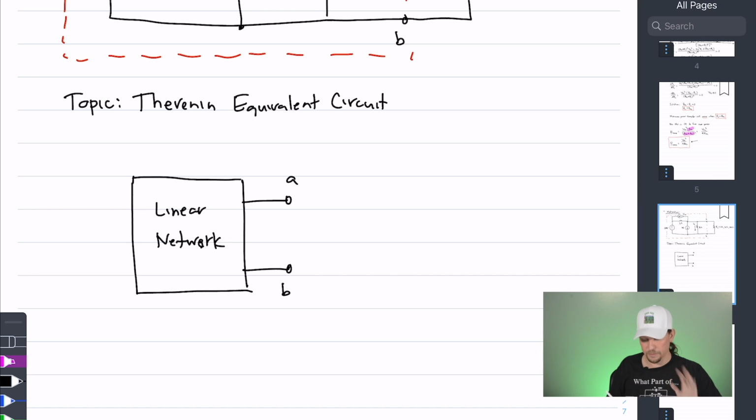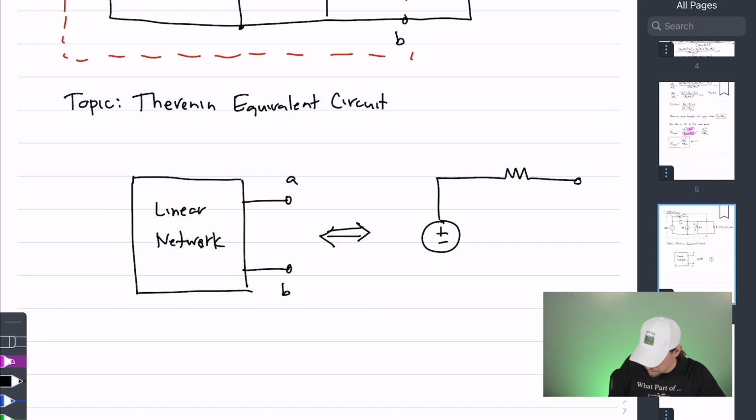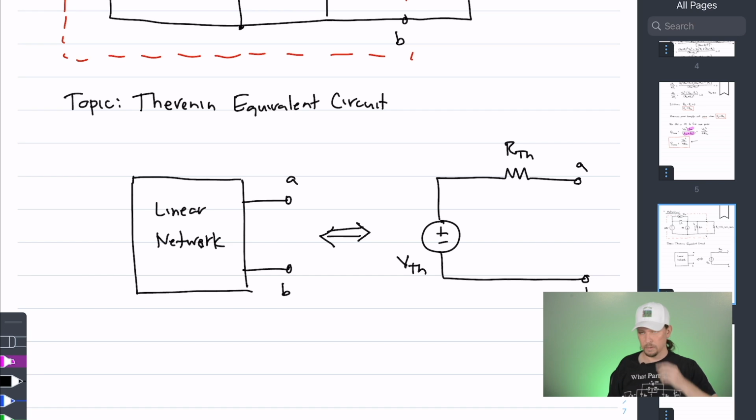It turns out, due to the fact that this is a linear network, no matter how complicated it happens to be, what Thevenin's theorem tells us is that we can replace it with a single voltage source that happens to be in series with a single resistor. The value of the voltage source is what they call the Thevenin voltage, and the value of the resistor is what they call the Thevenin resistance. Right? Now, truthfully, think about that. No matter how complicated this linear network is, I can replace it with one single voltage source in series with one single resistor. That's an extremely important simplification.